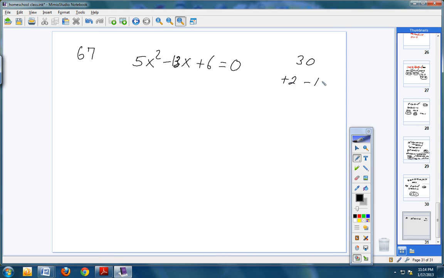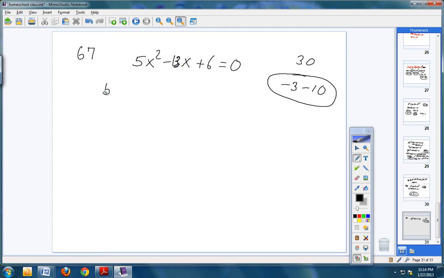If you take a positive 2 and a negative 15, you do get, actually that's not correct, is it? Let's see. I don't want those two numbers. That would not work. Let's see here. 6 and 5, 3 and 10. I apologize, students. That's my fault. A negative 3 and a negative 10. If you multiply those two numbers, you will get 30. And if you combine those two numbers, you'll get a negative 13.